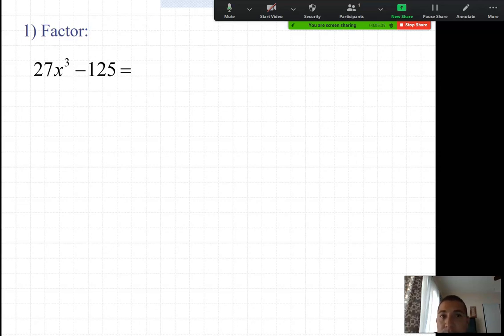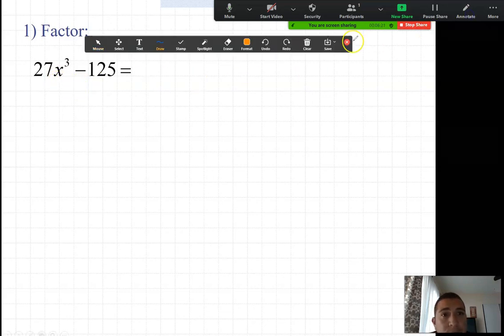Here's an example. So in order for us to check if we could use a sum or difference of cubes, we need to make sure that we're dealing with two terms, and we do. We have a subtraction, and 27 is a perfect cube, and 125 is a perfect cube.